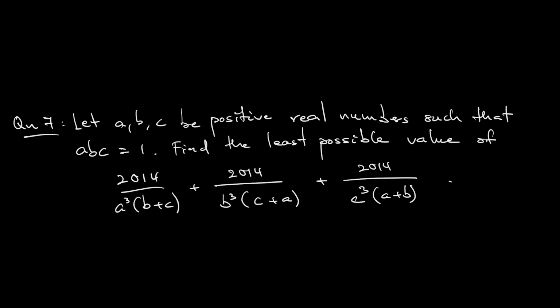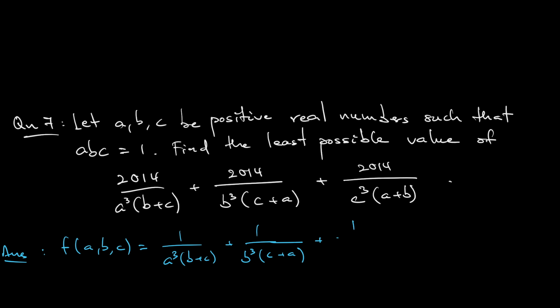So notice that all the numerators are 2014, so you can just ignore that, because you can take 2014 as a factor. Maybe let's say I have a function f that depends on 3 inputs a, b, c. I let it equal 1 over a cubed times b plus c, plus 1 over b cubed multiplied by c plus a, plus 1 over c cubed times a plus b.